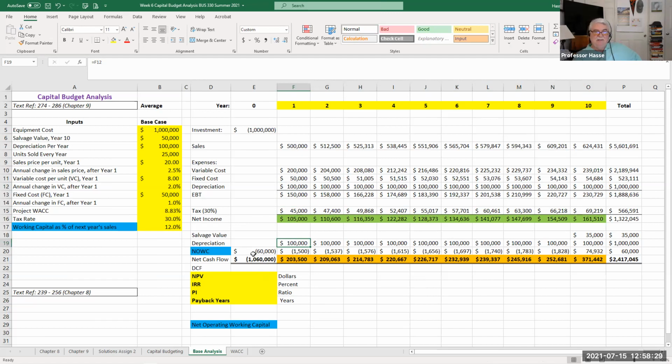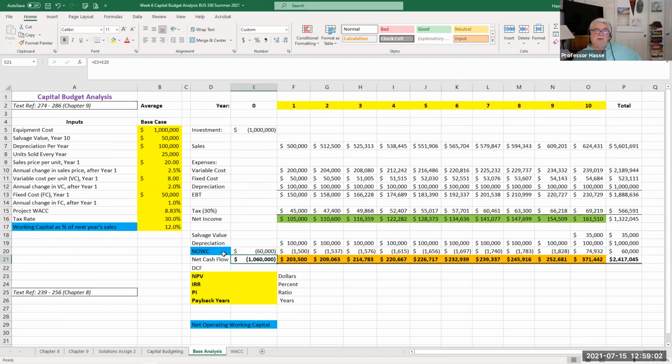Here's that working capital we discussed earlier. Here's the salvage value in year 10. Here's the adding back of the working capital at the end of the life. And here, $2.417 million of operating cash flow off the investment of $1,060,000. On paper, that looks pretty good. We're making much more than $1 million off this investment.